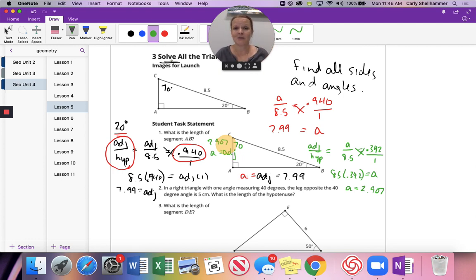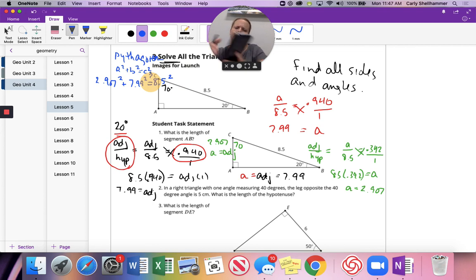Now, I'm actually going to double check my work. I'm taking this lesson just a step further for those of you who are interested. I can use the Pythagorean theorem to check. Remember a squared plus b squared equals c squared. I can say 2.907 squared plus 7.99 squared equals 8.5 squared. And I really can't put that equals there yet. I need to put a question mark over the equals to check.